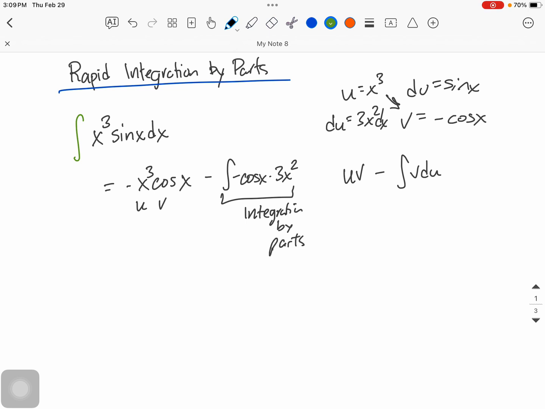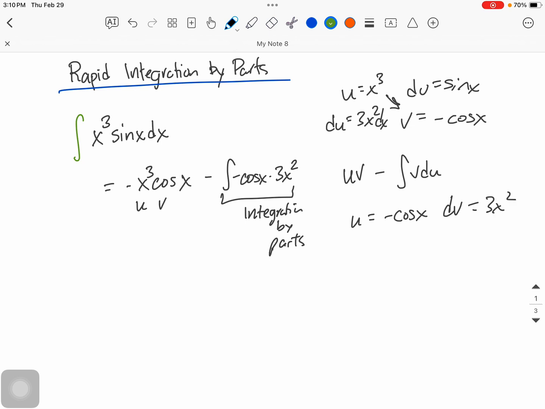And this could happen more than once. The good news is if you don't understand integration by parts or you don't want to learn another technique, you could just crank out another integration by parts, set up a new u, a new dv, and kind of go from there.